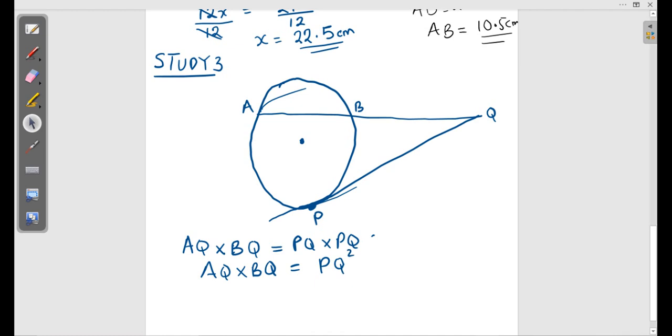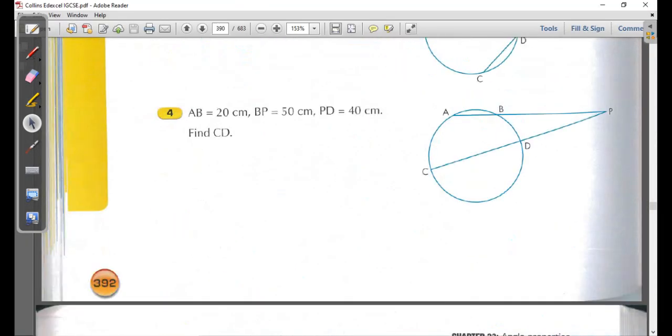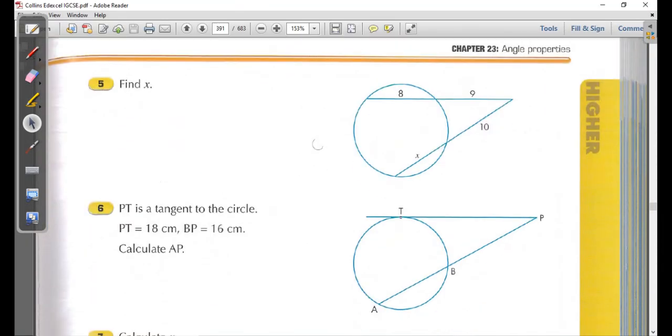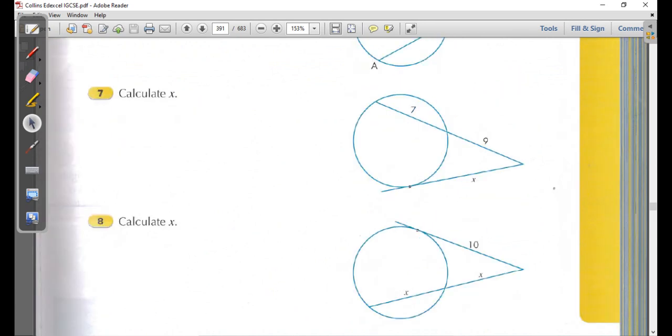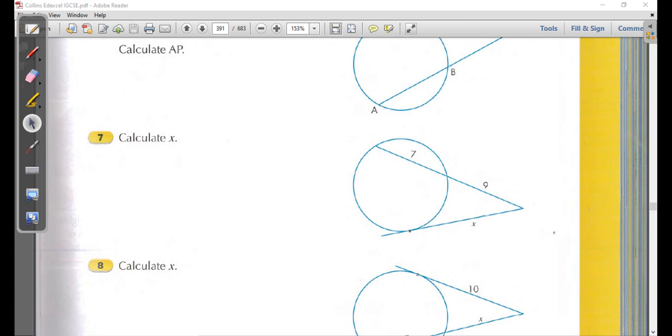So don't forget, when it is a tangent, you multiply the tangent by itself, while you take the total times the external part of the chord. Okay, so let's see a fantastic example that will aid our understanding better. Okay, great, I got one. So let's look at this beautiful question.